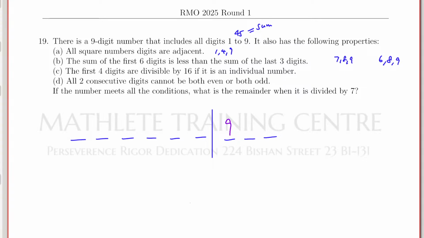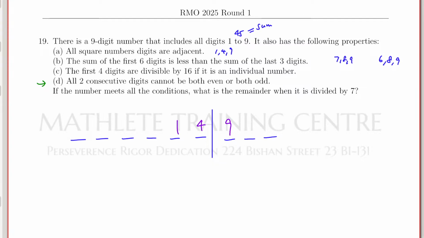Now let's take a look at condition 4. Two consecutive digits cannot both be even or both be odd. So 9 cannot be beside 1. 9 must be beside 4, and 4 must be beside 1.